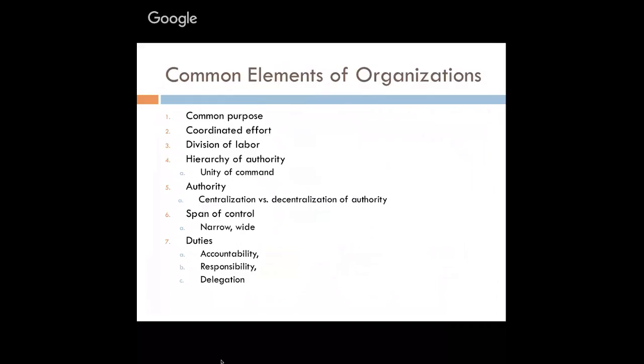Everyone should be accountable to someone, which means answerable for their actions. A manager who makes a decision should be answerable to someone for why they did it, when they're doing it, how they're doing it. Responsibility is the obligation that a manager has to perform the tasks assigned to him or her. You have to perform the tasks assigned to you.